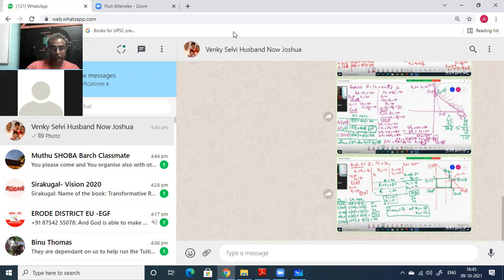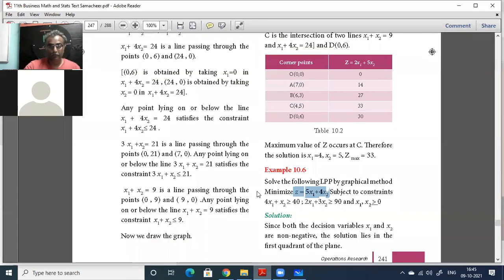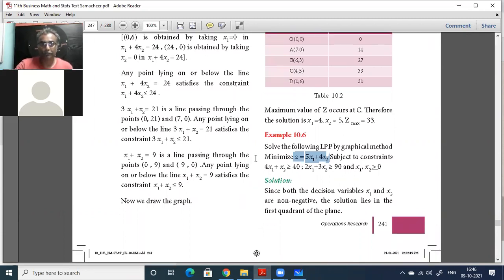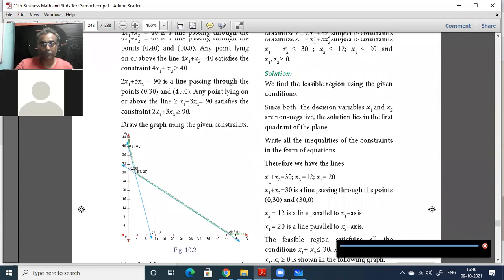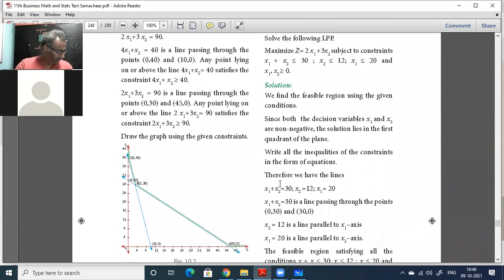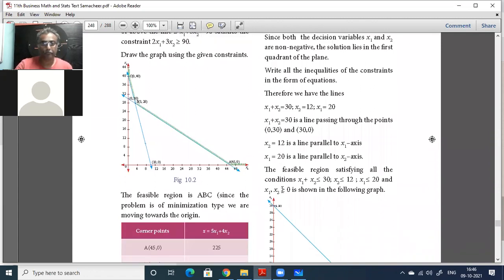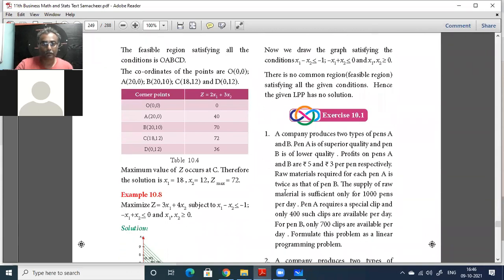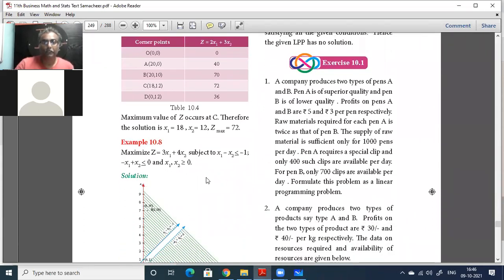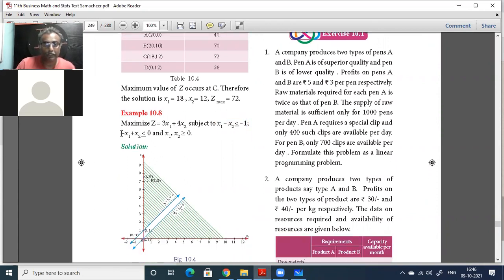Okay, fourth one, let us do it on the textbook itself, and then we will take up at least one exercise sum and complete it. Fourth one is simple. Example 10.8: maximize z equal to 3x1 plus 4x2, subject to x1 minus x2 is equal to minus 1, and minus x1 plus x2 is equal to 0. Okay, those are the two functions.